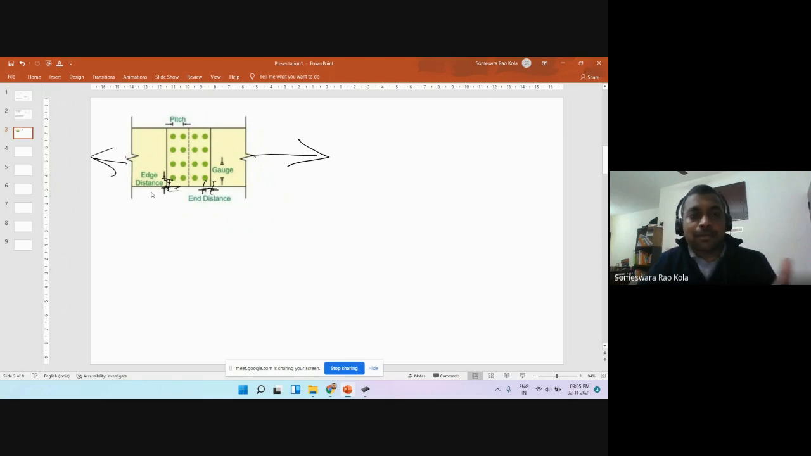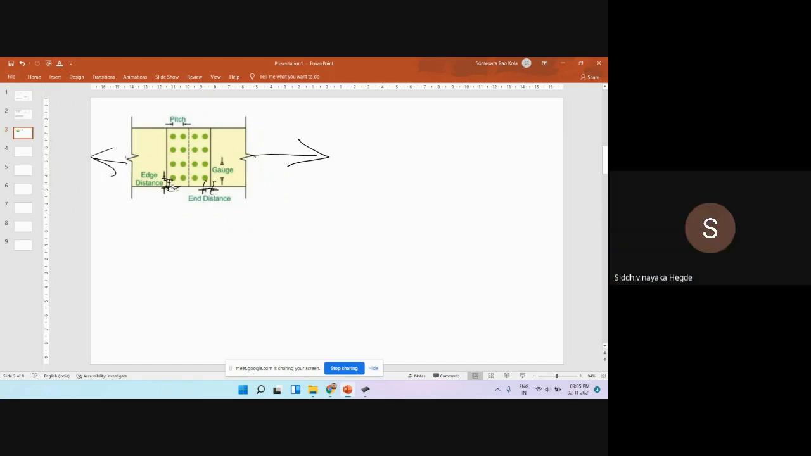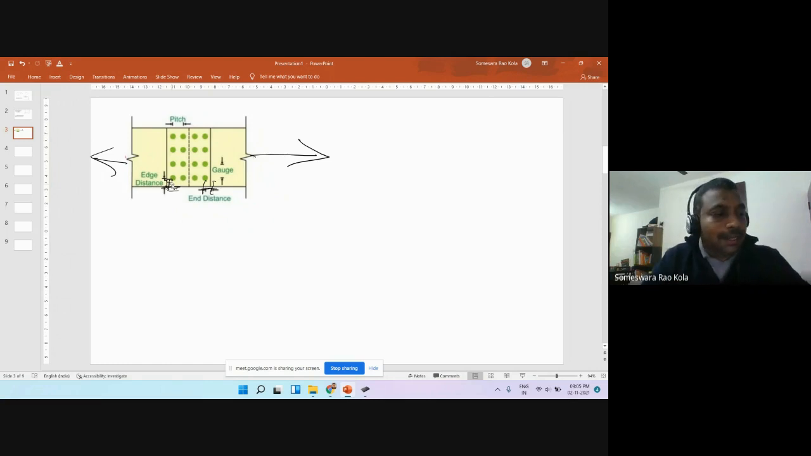End distance is in the line of action of force, and edge distance is in the line perpendicular to the action of the force. Having understood these, I hope you got the meaning of these four terms. Are you with me? Yes, sir. So having understood these things, let's take up the real problems in this section. Not the problems yet; straight away we are going to understand some basic theory again.